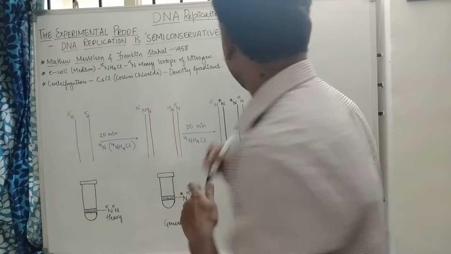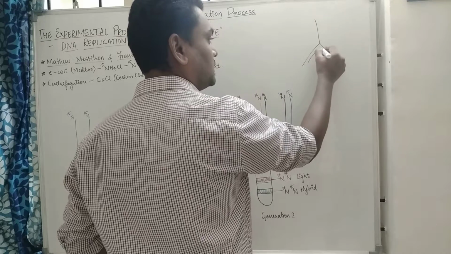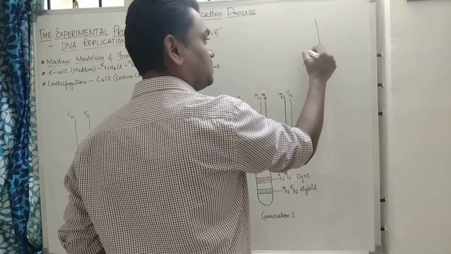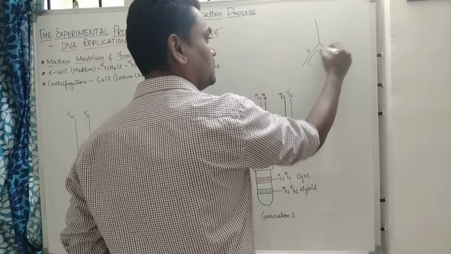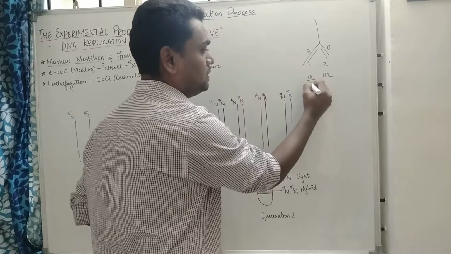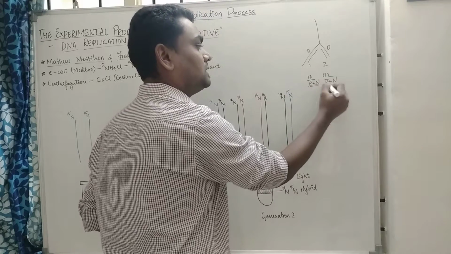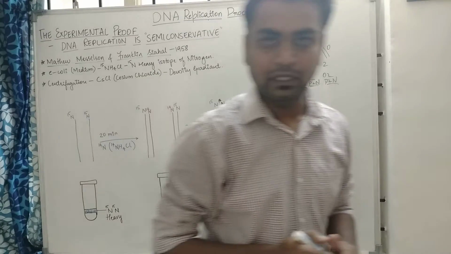Correct, right? See here, this is a Y kind of thing. We have synthesized two strands, right? This is the parental one, and here parent plus newly synthesized strand, parent plus newly synthesized strand. So this is the semi-conservative method.